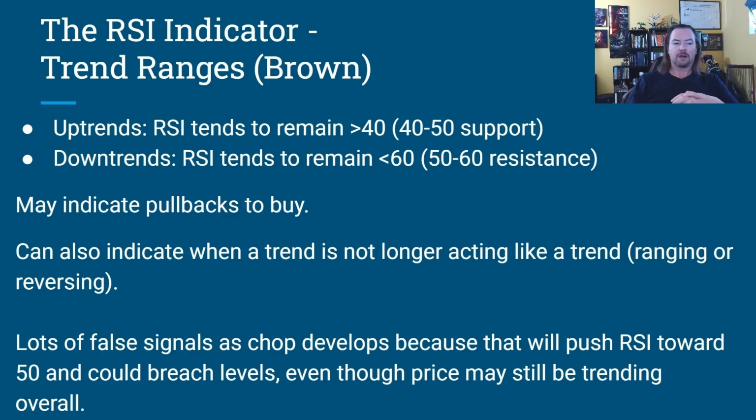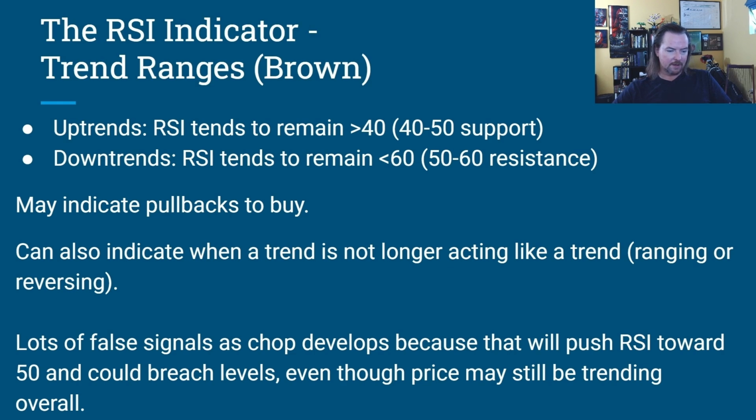It's not perfect. They don't always hold the range. That's why I like to look at the price action as well. And it's like, okay, are we still in an uptrend? Does it look like an uptrend on the chart, or is the RSI just kind of giving us an anomalous reading? So let's look at those ranges.